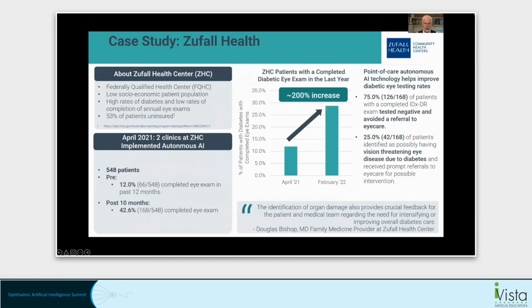And another in an FQHC, which is very much where we're focusing right now, federally qualified health centers, they saw a 200% increase through the COVID pandemic of compliance with the diabetic eye exam, from 12% to 42.6%. That is being published, but already we have seen the numbers increase beyond that, and that's of course again protective of their eyesight and making sure that they don't suffer from this terrible diabetes complication if we can avoid it. I thank you very much and look forward to the panel discussion.